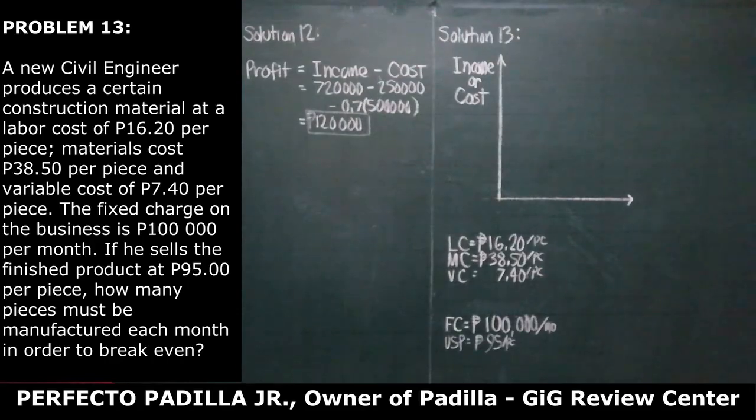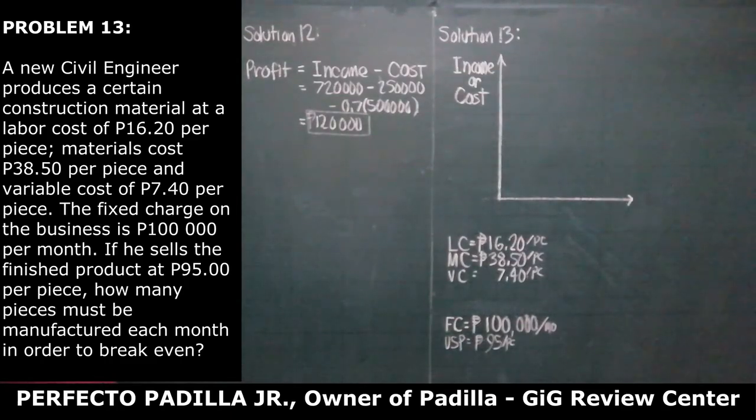Number 13. A new civil engineer produces a certain construction material at a labor cost of 16.20 per piece, material cost of 38.50 per piece, and variable cost of 7.40 per piece. The fixed charges on the business is 100,000 per month. If he sells the finished product at 95 per piece, how many pieces must be manufactured and sold each month in order to break even.